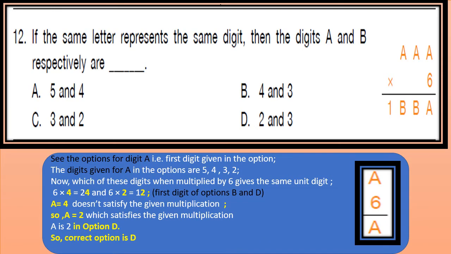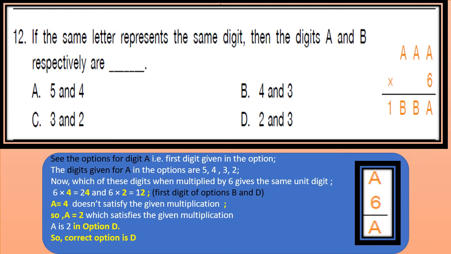Question number 12. If the same letter represents the same digit, then digits A and B respectively are. Now see the multiplication problem on the right side. So 6 when multiplied by A gives A. So look at the first digit in options A, B, C, D. So the digits given for A in the options are 5, 4, 3, 2. Now which out of these 4 digits, which digit when multiplied by 6 gives the same unit digit?